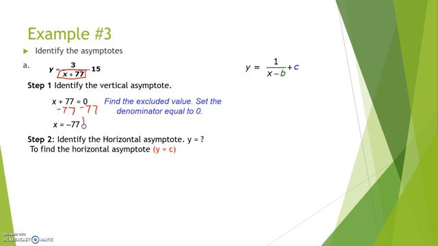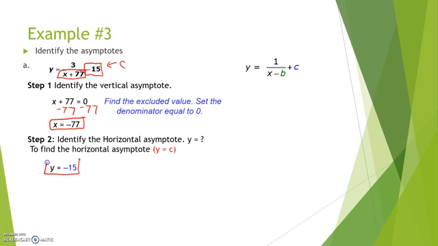That's my vertical asymptote. Then we find our horizontal. We're going to look at that C value. So what is my C value here? This minus 15 is my C value. So y is going to equal negative 15.